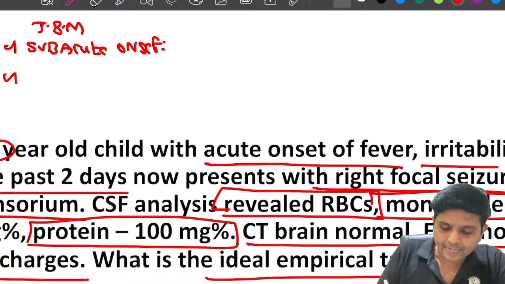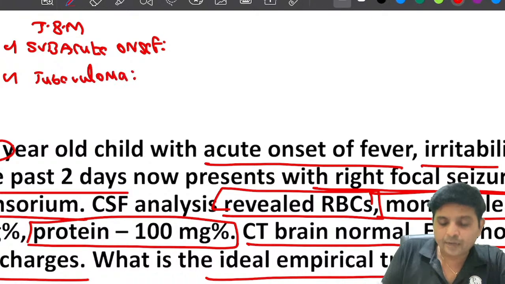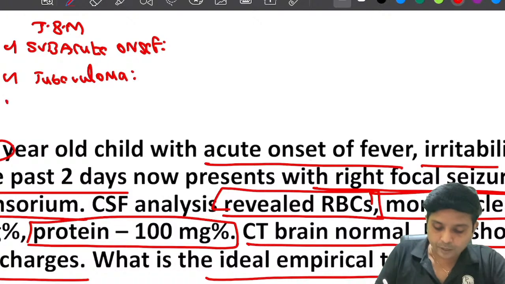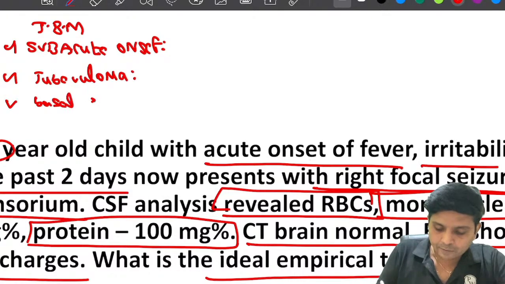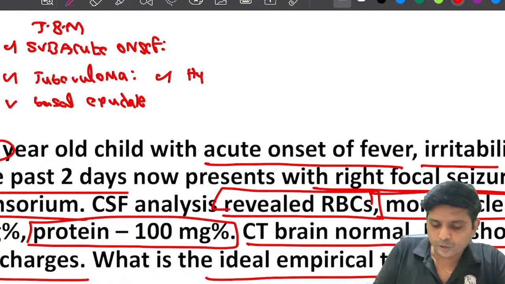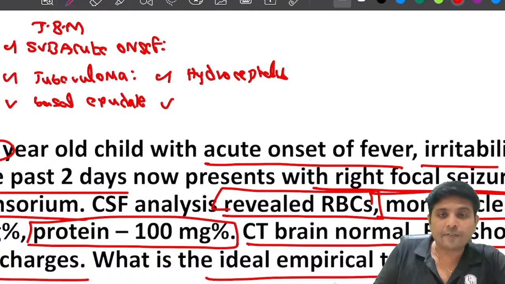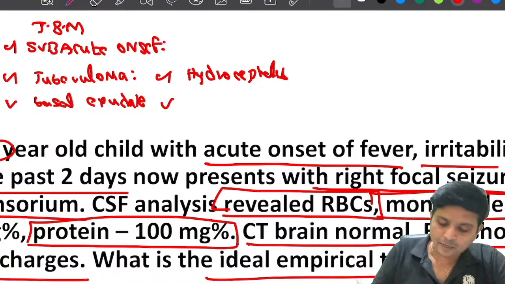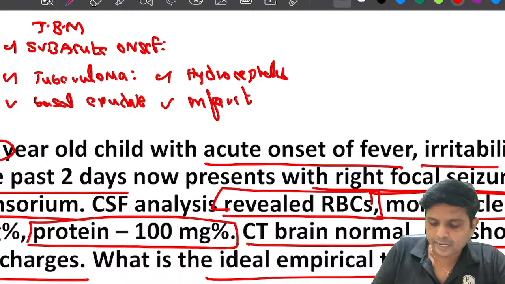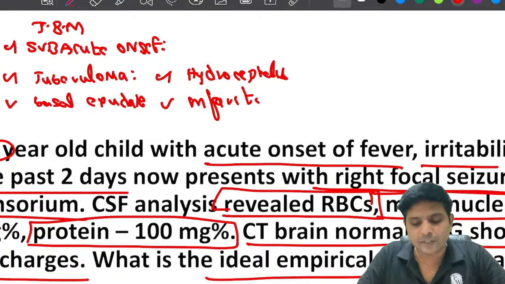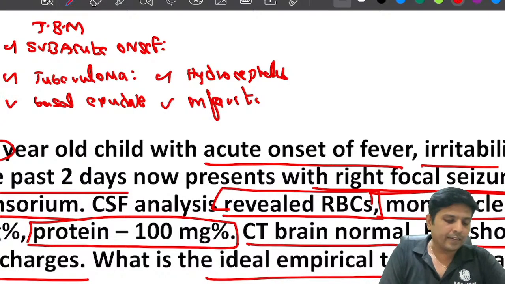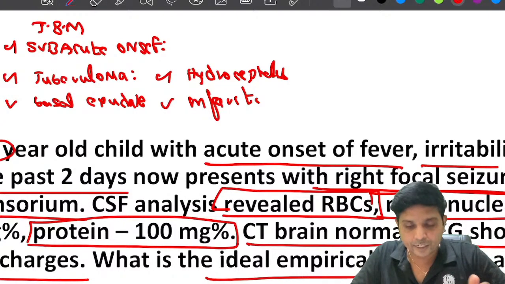Second one is, the characteristic features of TB meningitis are presence of tuberculoma, presence of basal exudate, presence of hydrocephalus, and then presence of what else? Infarct. These are all the characteristic features of tuberculous meningitis.